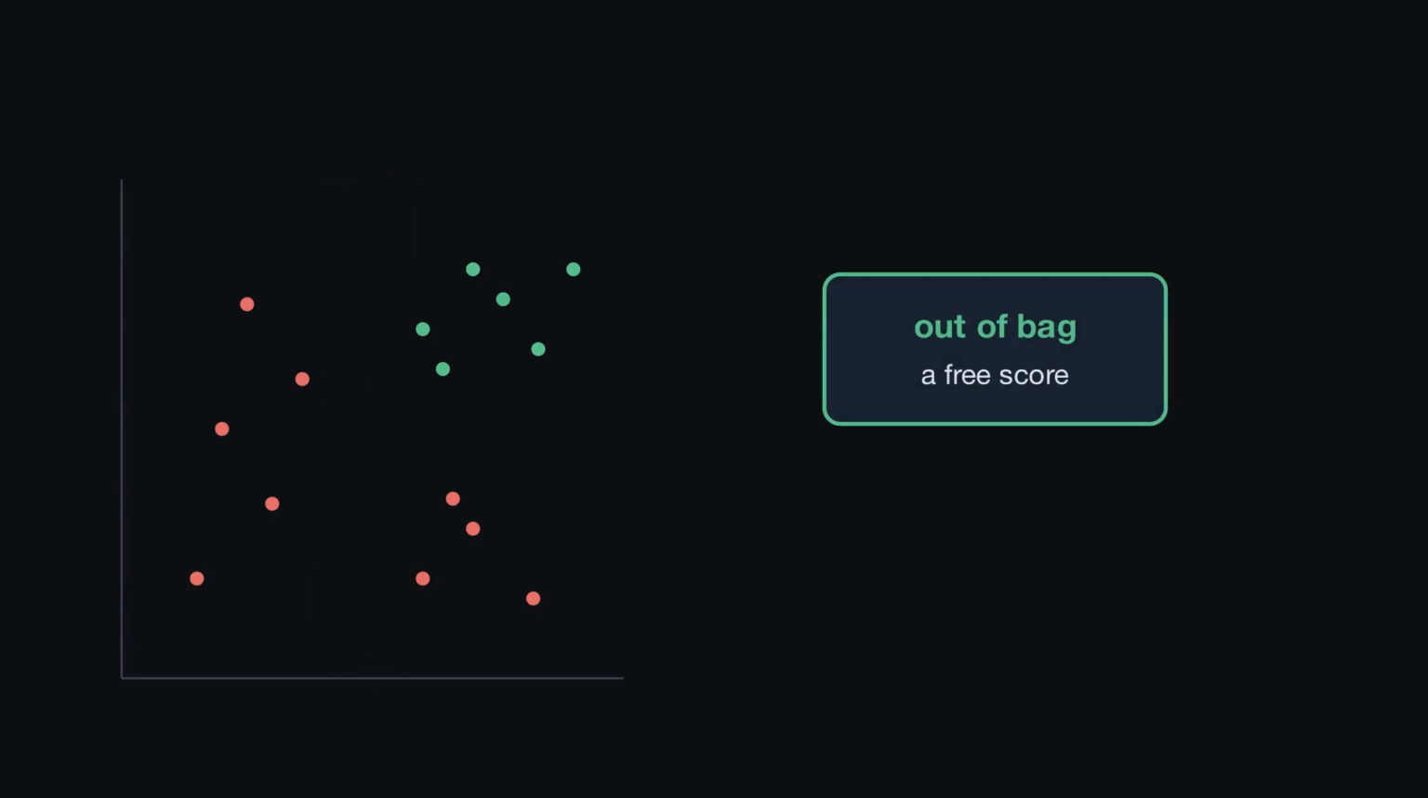There is a neat bonus too. Remember, each tree missed about 1/3 of the rows during training. Those left-out rows are called out of bag. Since each tree never saw those rows, we can quietly test it on them. Gather that up across the forest, and we get a free, honest score without ever touching a separate test set.